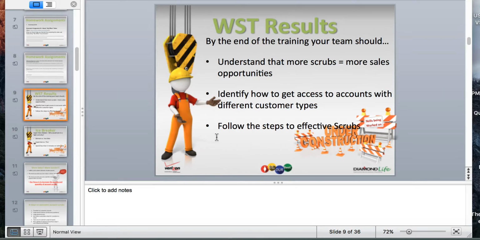Okay, so the results of the WST. What do you want by the end of your WST? The first, you want your reps to understand that the more scrubs they do, the more sales opportunities. The second is to identify how to get access to the accounts with different customer types. Again, those transition statements. And then the third is to follow the 6 steps to effective scrubs.